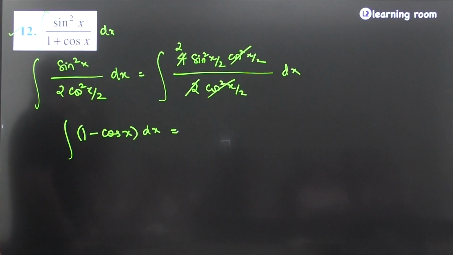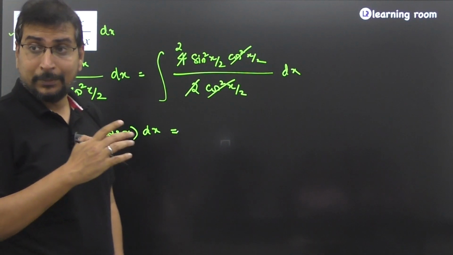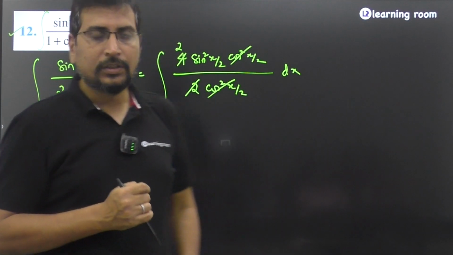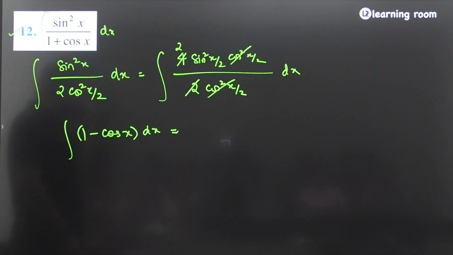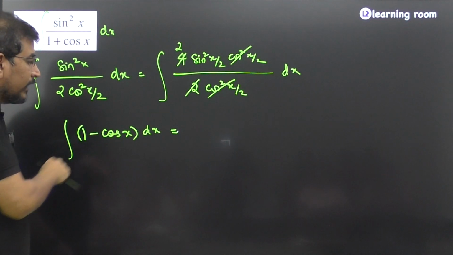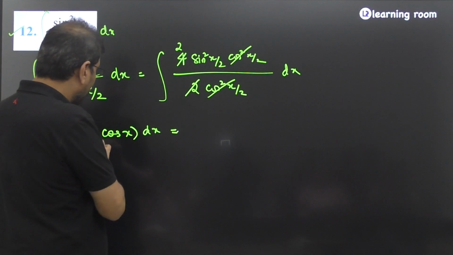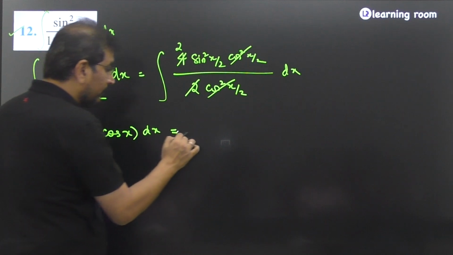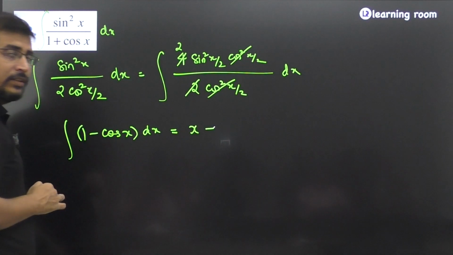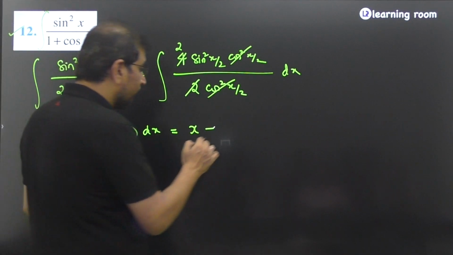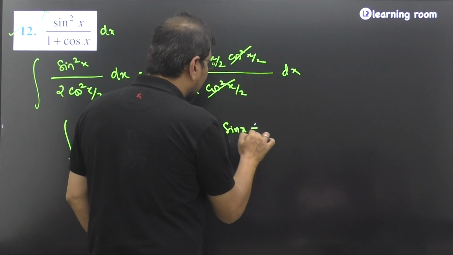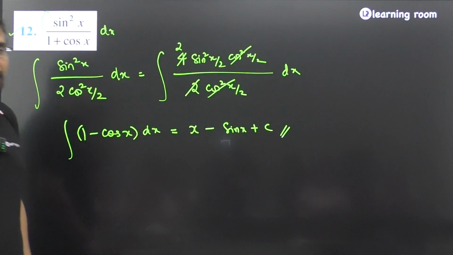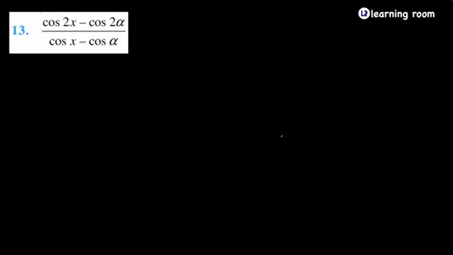Because what did I say? In integration, the ultimate aim is to eliminate the denominator. So that's why we had to do this process. Right. So integral of 1 minus cos x dx is going to be, what is integral of dx? It is x minus, what is integral of cos x dx? It is going to be sin x plus c. So answer is x minus sin x plus c.